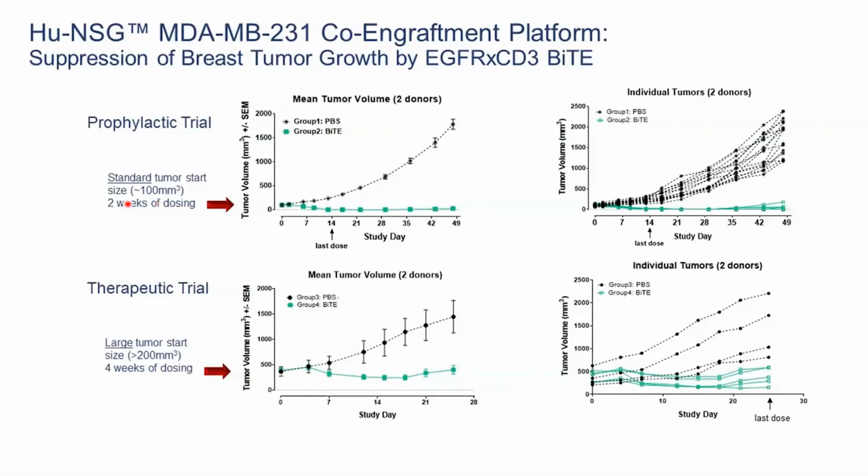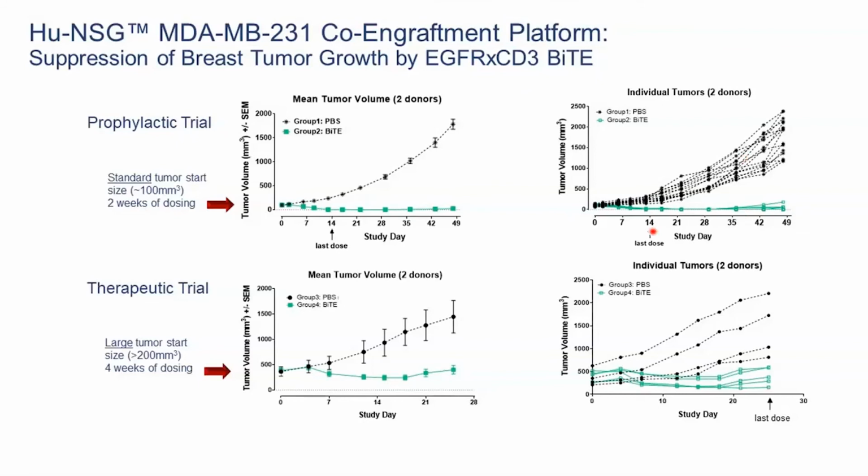So if you look at tumor size at about 100 cubic millimeters, and we look at the dosing schedule that was about 2 weeks of dosing, this is what we call a prophylactic trial where the tumor is relatively small. You begin dosing early when the tumors are small, and you can look at clearance of the tumor. This is the average data, and this is the individual mice shown over here on the right.